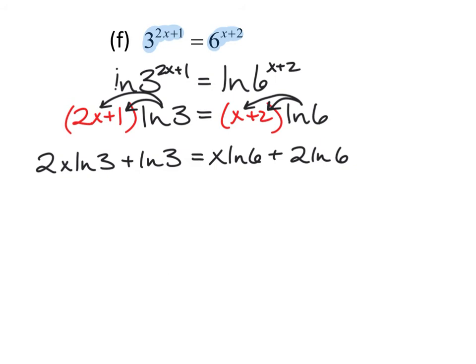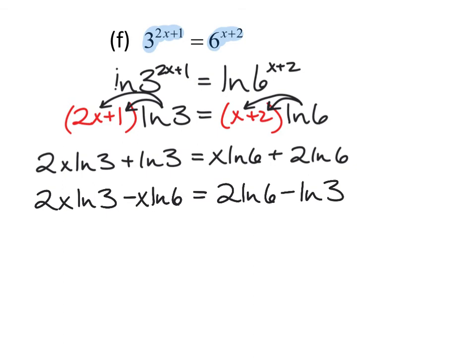All of the terms with x's I want on the left-hand side. This term has an x and this term has an x, so I'm going to move them to the same side. 2x times the natural log of 3, and I'm going to subtract x natural log of 6 onto the left-hand side. And then the two terms without an x should be on the right-hand side. So I'm going to subtract the natural log of 3 over there. Inverse operations.